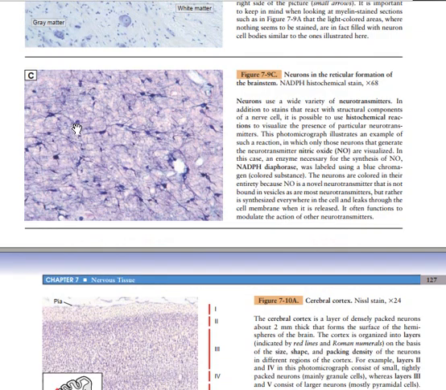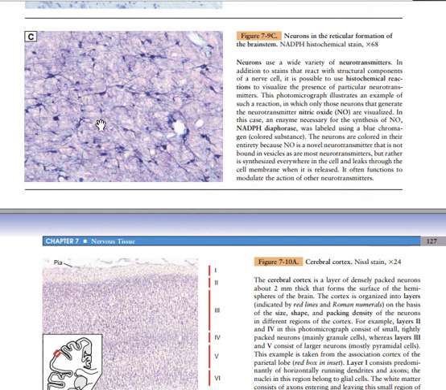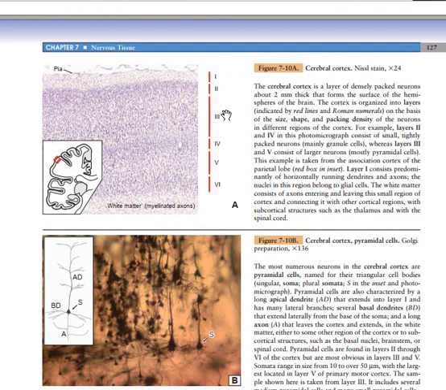So other cells in addition we are going to see later. So the next one now, this one is a neuron in a reticular formation of the brainstem. So these are how the neurons are going to resemble. Now this is the cerebral cortex.